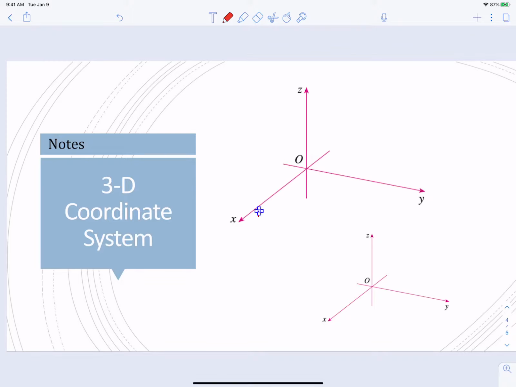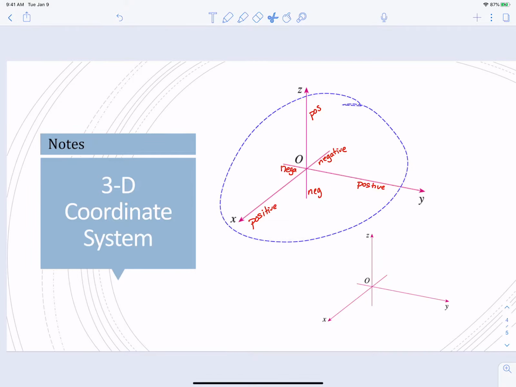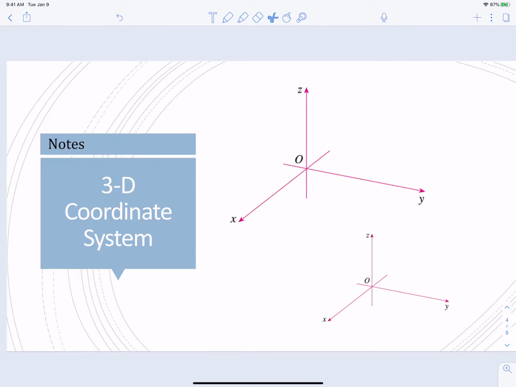values. Oh, got a little crazy there. These are our positive X values, and here's our negative X values. Same with over here on the Y axis. These are positive. Going sort of back is negative. Up is positive on the Z axis, and down is negative. Okay, we don't need that on there anymore.